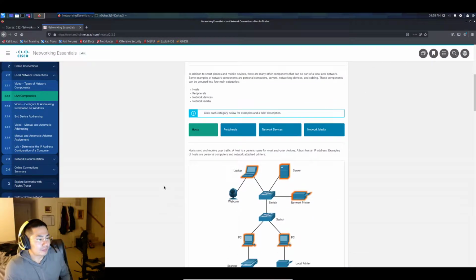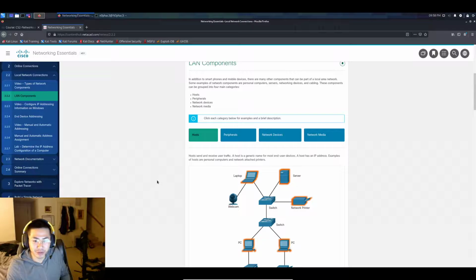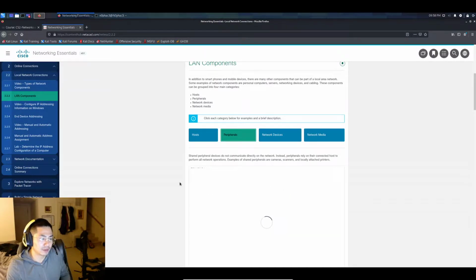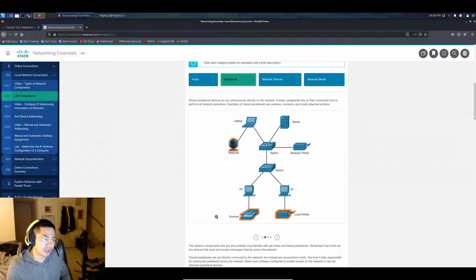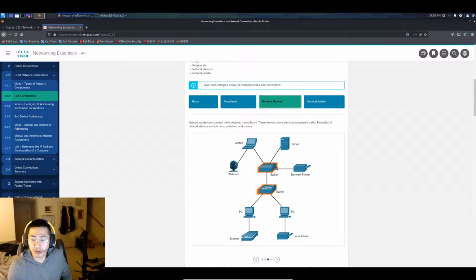We talked about host devices, right? Which are end devices. We talked about peripheral devices. These are going to be your webcam, your keyboard, your mouse, your local printer, your local scanner. And then we talked about network devices. These are going to be your switches and routers.